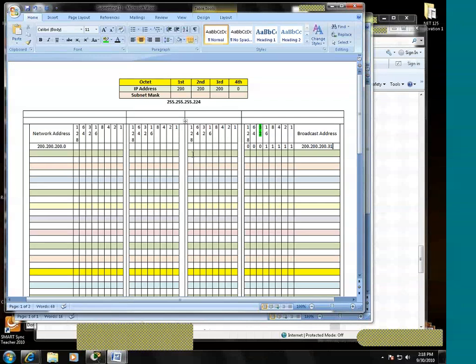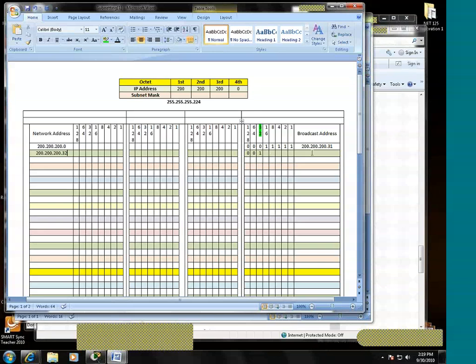Now let's create the second subnet. How do we do that? Again, we start with the borrowed host bits, and we go to the next least combination. Okay, and Keith says it's going to be 32, right? So it'll be 0, 0, 1. The network address is 200.200.200.32, because we assume that all of the host bits were zeroed.